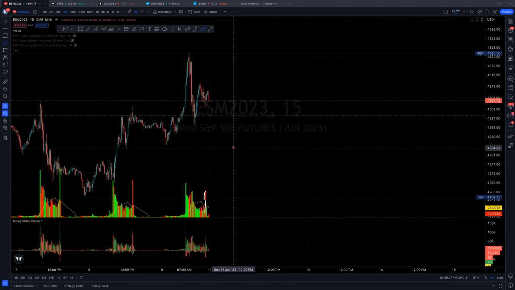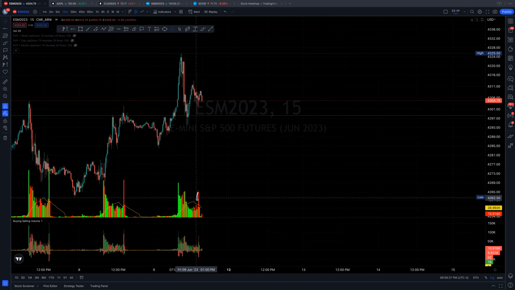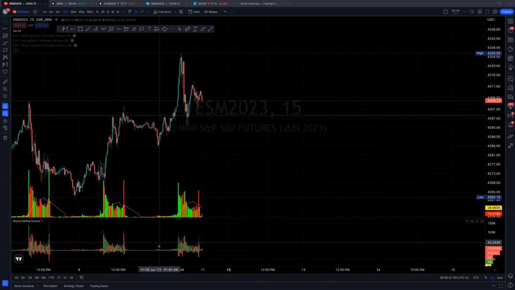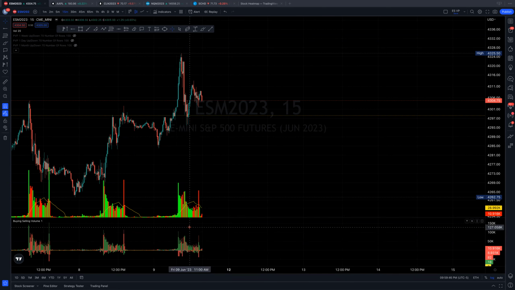Is that available on TOS? Yes, Steve. TOS does have this type of indicator. I know some people have a different indicator, but a friend of mine has this exact same indicator. I'm going to ask for the link to that, and then I'll forward it to you guys.